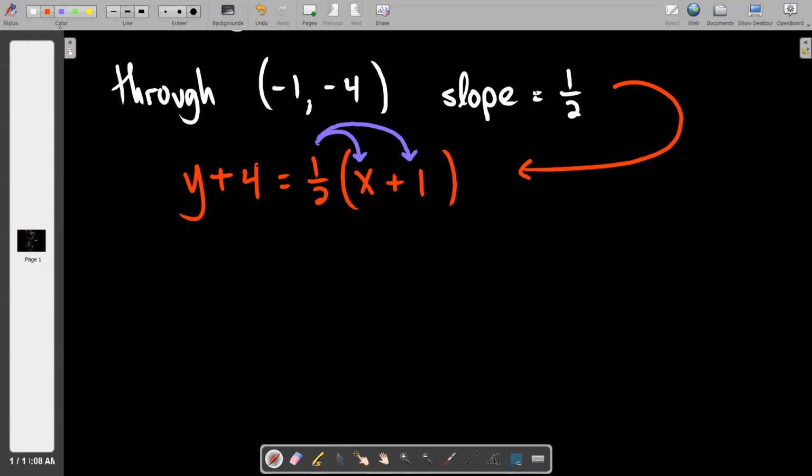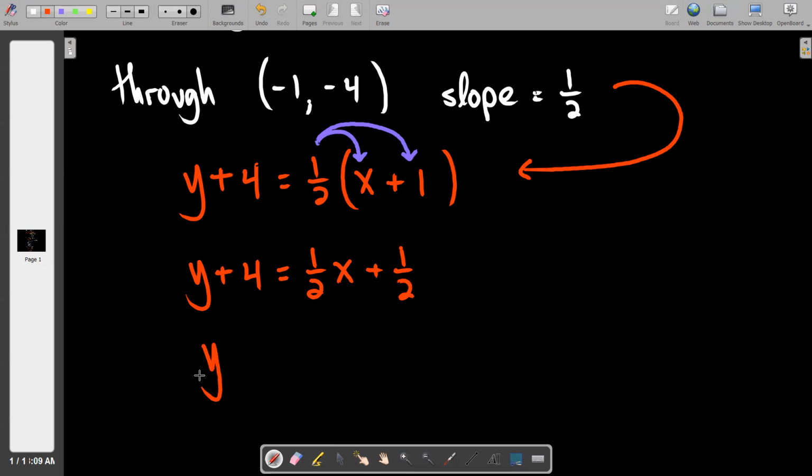So copy down the left side, y plus 4 equals, what's 1/2 times x? Good. And what's 1/2 times 1? Very good. Now watch out. This step will not be enjoyable for some of us, maybe. I don't know. If your basic skills are a little lacking, you might not like this step.